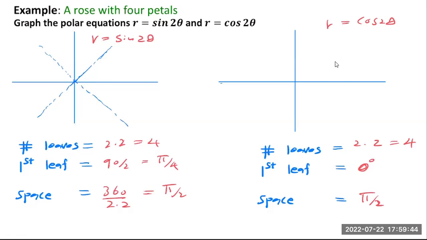Okay, now it's all about drawing the graph. Okay, we know that this is the first leaf. How do you start? You start with angle pi over 4, and then as you move, you will get a shape like this. And notice that when angle is pi over 4, r is 1. If you plug in pi over 4 here, you get r is equal to 1. That means you will get a shape like this.